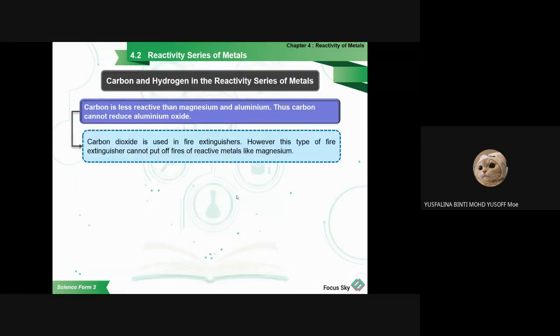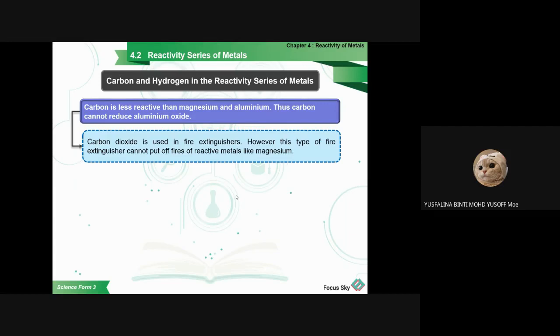So carbon is less reactive than magnesium and aluminium. Thus carbon cannot reduce aluminium oxide. For example, potassium oxide cannot react with carbon because potassium is in a higher position than the carbon. That's why it cannot react.